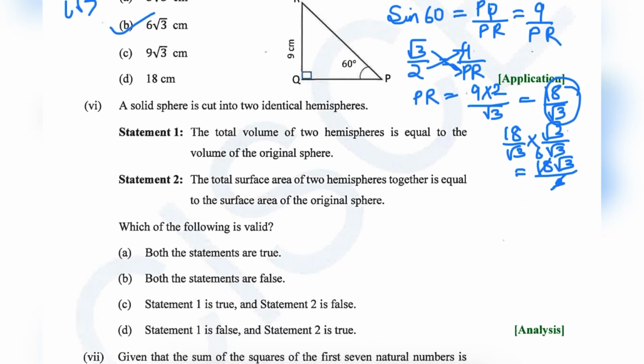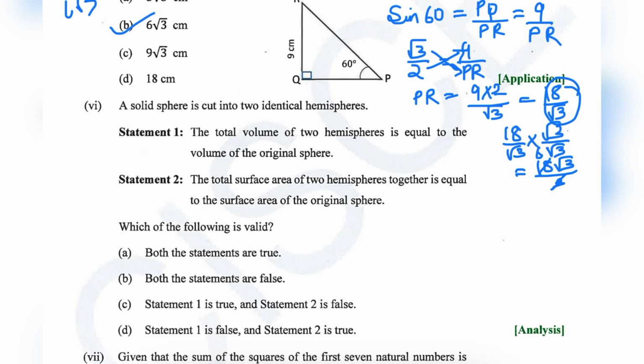The next is very simple. The question is, two identical hemispheres. The total volume of two hemispheres is equal to the volume of a sphere, yes. Always remember, the volume cannot be changed in any case. If it is combined, the total will be equal to the sum of the parts. So here statement 1 is correct.